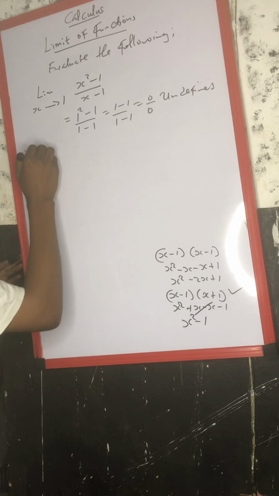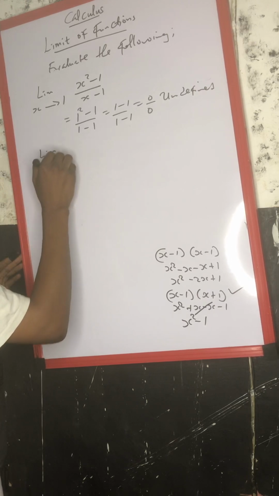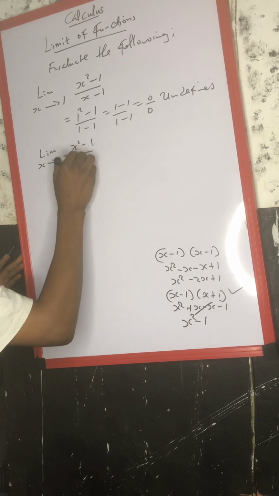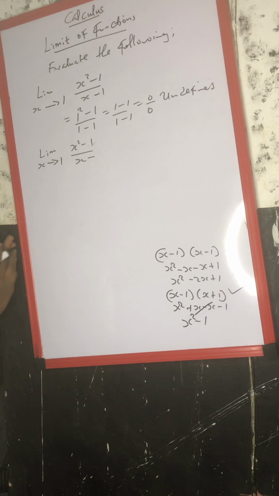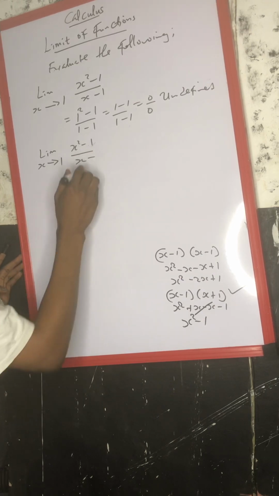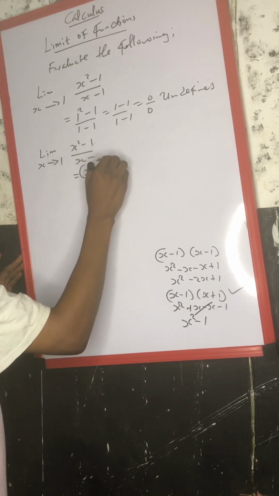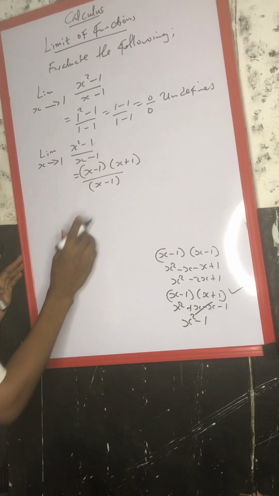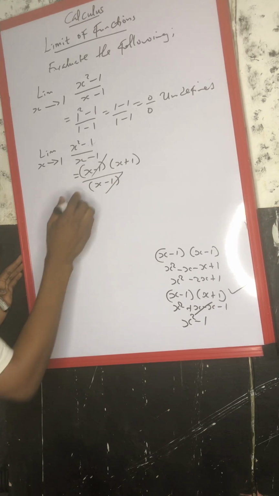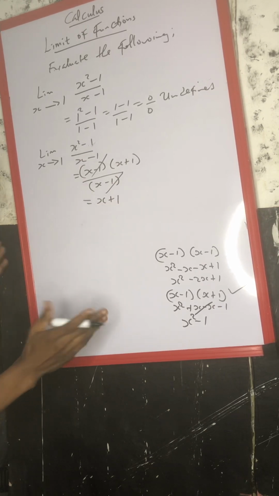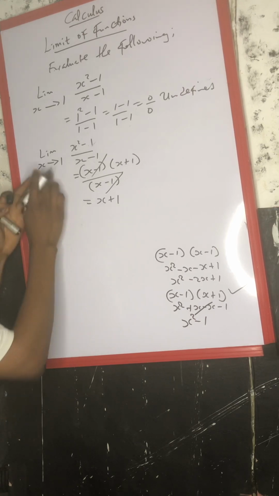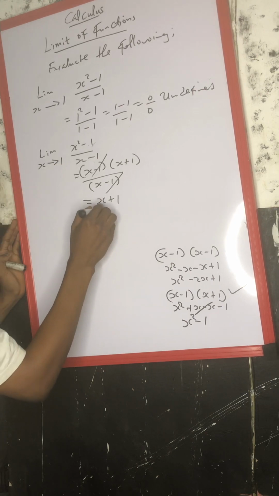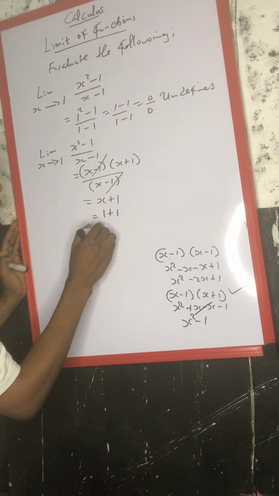So from there, we have the limit as s approaches 1 of (s squared - 1) all over (s - 1). It becomes (s - 1)(s + 1) over (s - 1). So this can cancel out this, and we'll be left with s + 1. This time around, you know what s is. s is the same thing as 1. We can substitute the value for s, so it becomes 1 + 1, and 1 + 1 gives us 2.